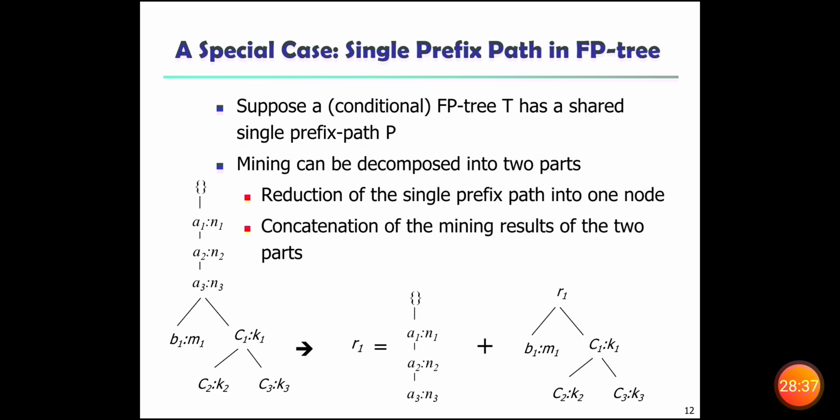Combining these two parts, we will get the final tree form. You can see R1 equals this one, plus if you combine it with these branches, B1, C1, C2, M1, K1, K2, C3, K3. So it is a special case when you have a single prefix path, then you can decompose the tree, then you can concatenate the mining results.